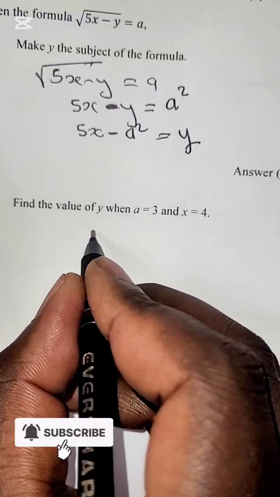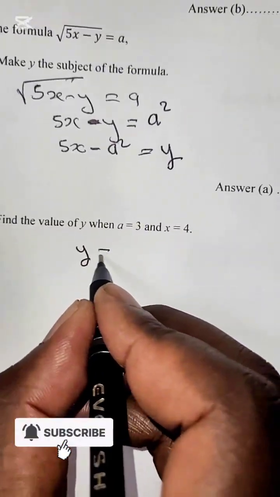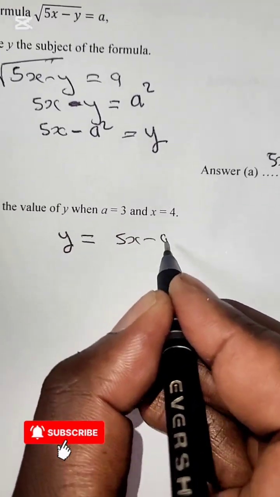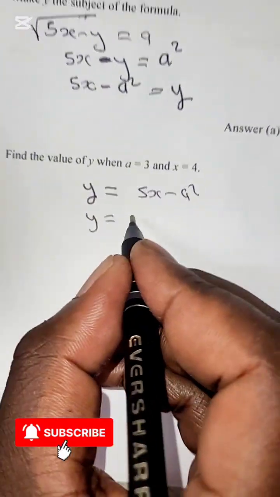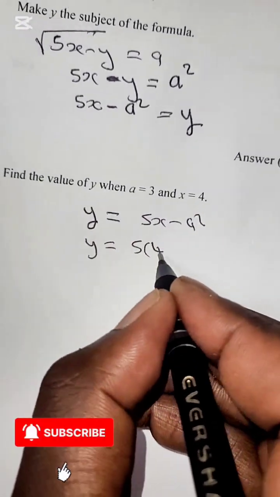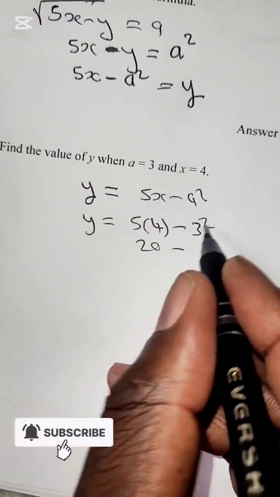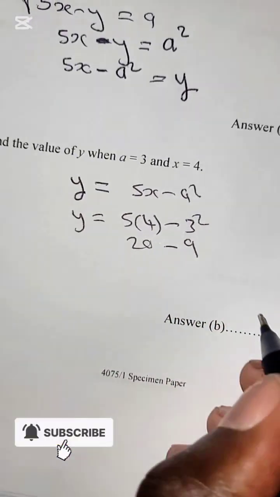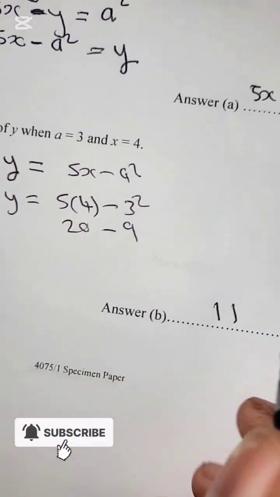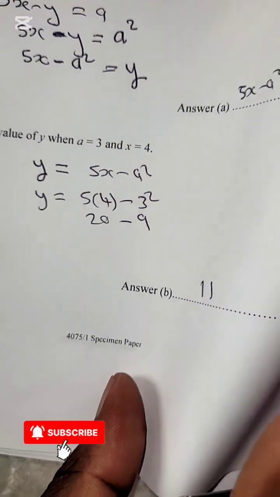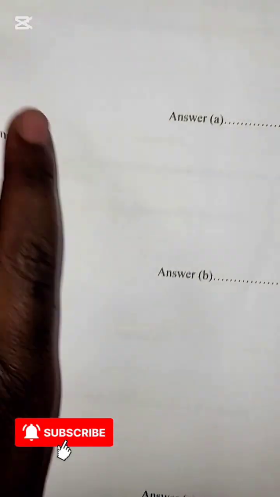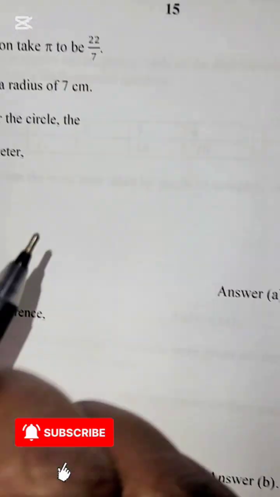So let's use our equation. Okay, y is 5x minus a squared. So y is equals to 5, the value of x is 4, minus a is 3 squared. So 20 minus 9, you get 11. That's the value of y. Are we together? Okay. Then second one.